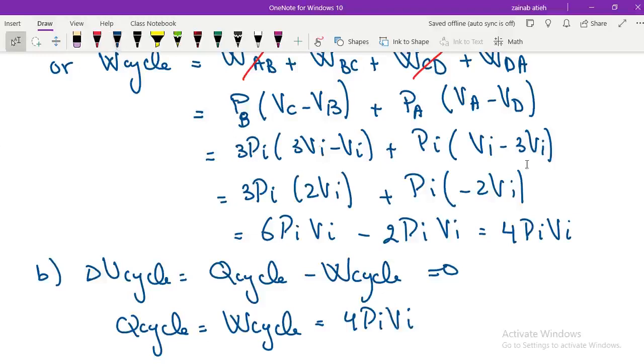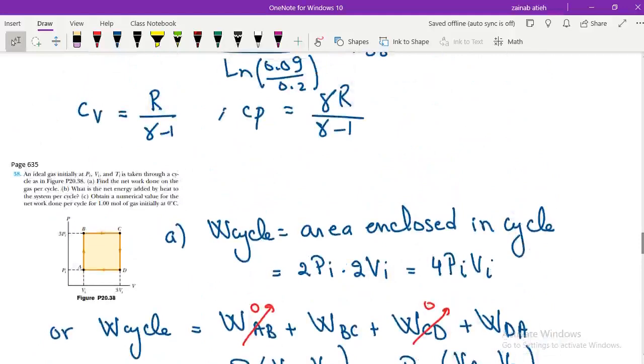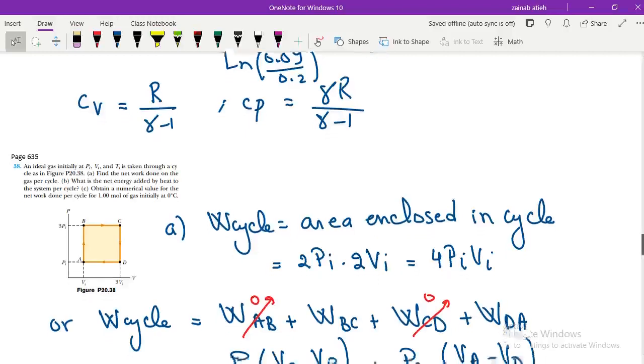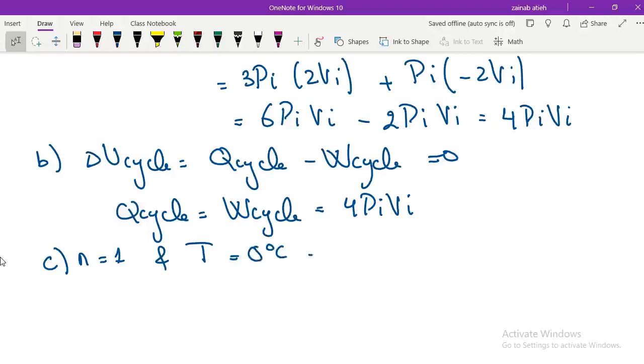Now let's do the third part, part C. Part C says obtain a numerical value for the net work done per cycle for 1 mole of gas initially at 0 degrees. So we've got n equals 1 and temperature equals 0 degrees Celsius. We have to change it to Kelvin, which is 273 Kelvin. We have to add 273.